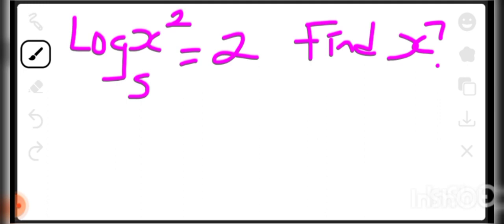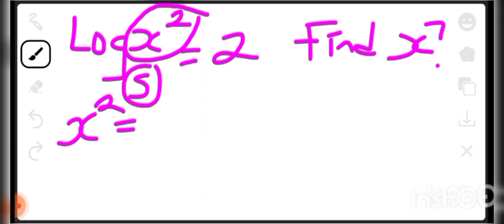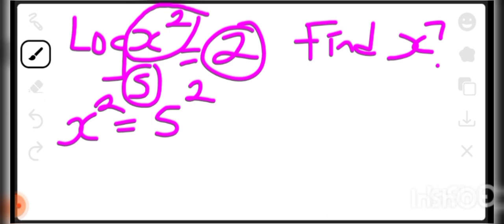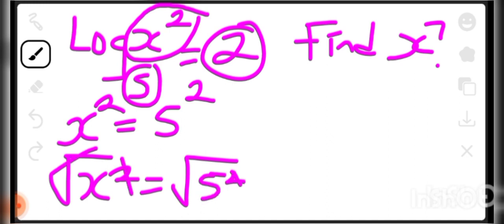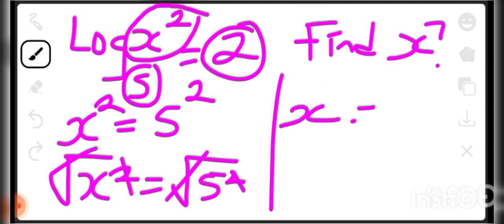Now, if you want to do this, you go to what you have which is 5, raised to the power of what you have which is 2. So next thing, take the square root of this one so that we cancel out that 2. Then also take the square root of this other side. The 2 will cancel with the square root. These 2 can also cancel the square root. That x will now be equal to 5. It's as simple as that.